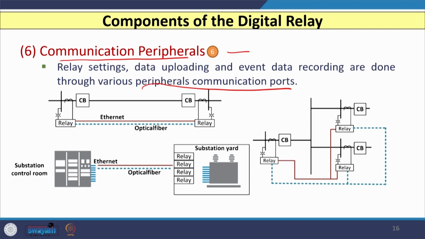For example, here you can see, if I want to communicate this relay with the relay located at the far end, then one way of communication is either Ethernet or optical fibers. Similarly, if one relay in the substation wants to communicate with another relay, let us say relay 1 wants communication with relay 2 and relay 3, then it can be done through either Ethernet or optical fiber.